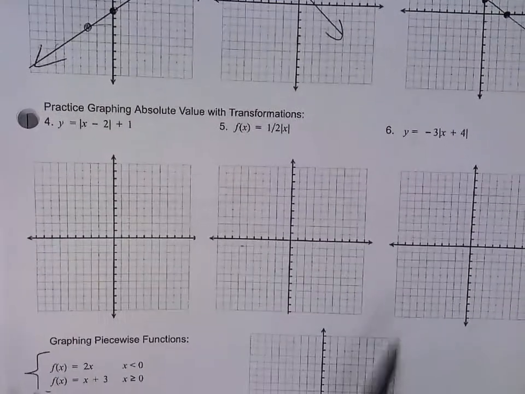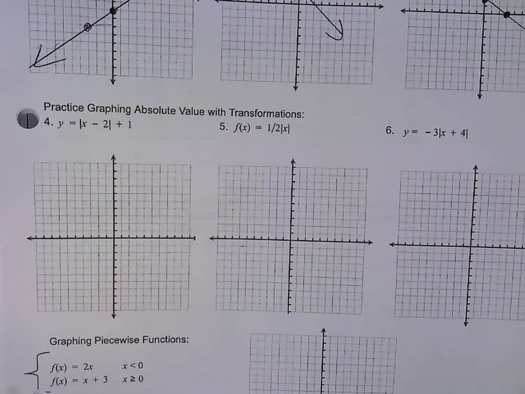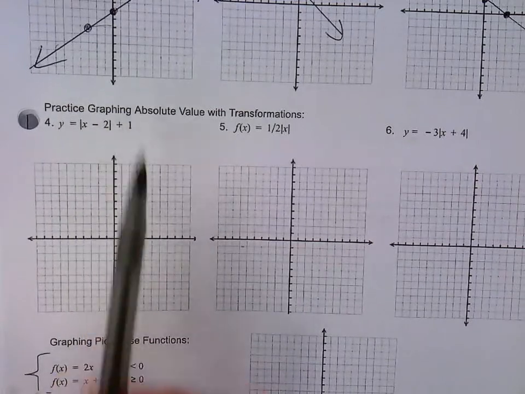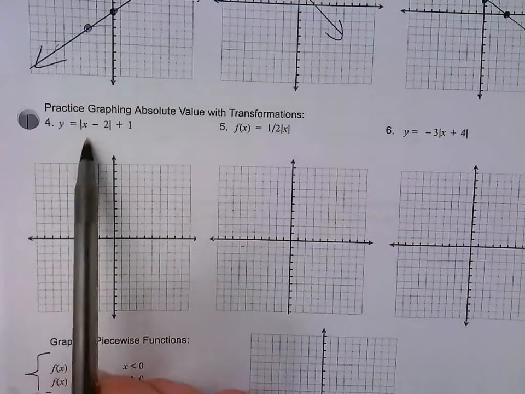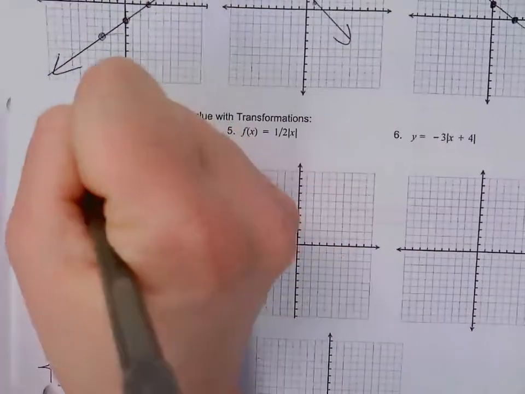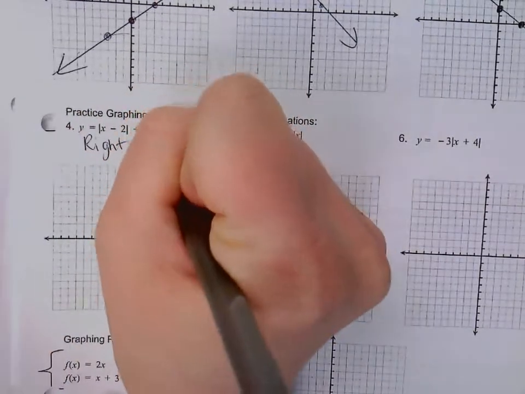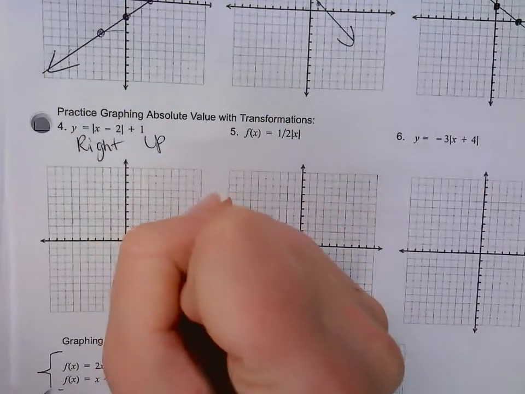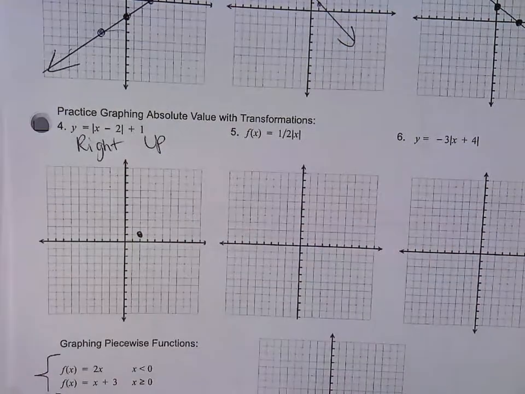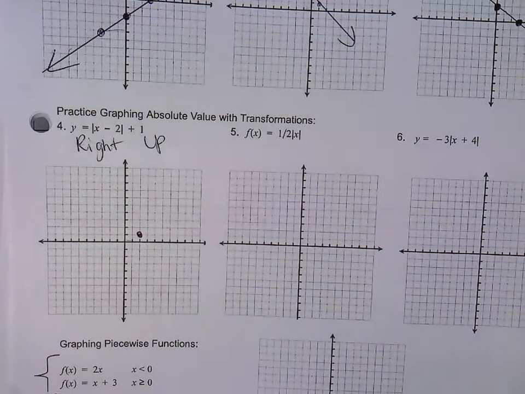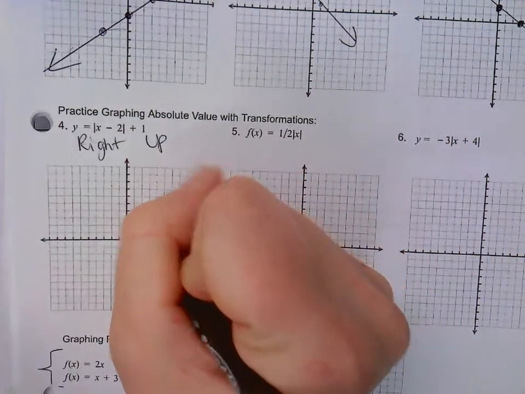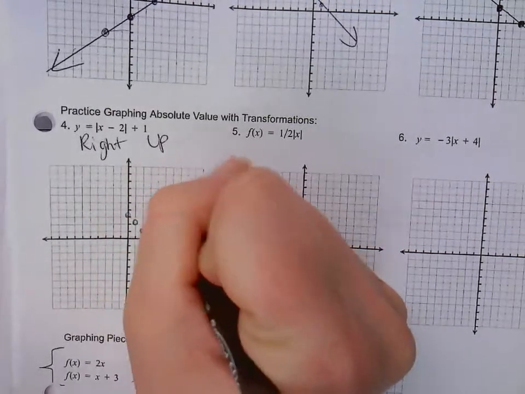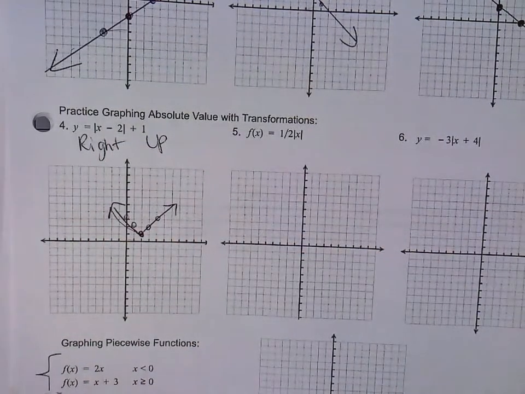So then down here, I've got a few more of those absolute value transformation practices that we can just do together. What are my two transformations on number 4? Just go up, down, left, right. Right 2, and then up 1. So this is moving me to the right, and this is moving me up. So right 2, up 1 is the vertex of my V-shaped absolute value graph. And they haven't flipped it and they haven't changed its steepness. So just up 1 over 1 from that vertex is your graph.